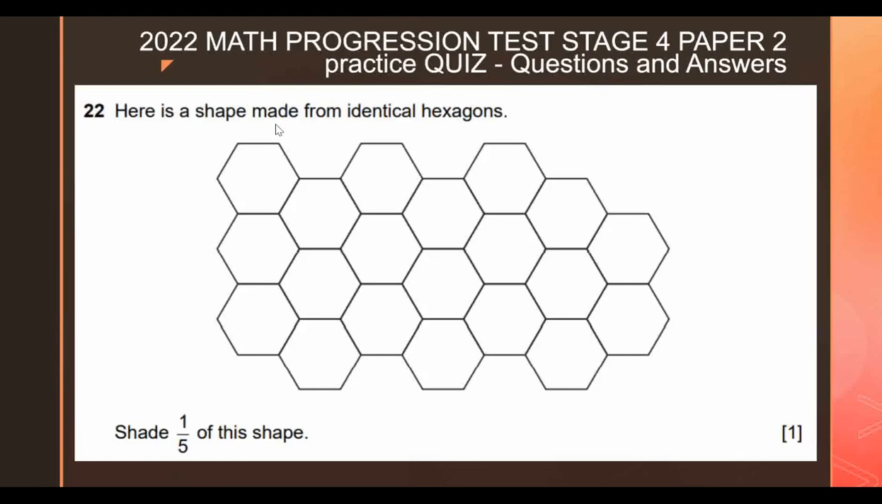Here's a shape made from identical hexagons. Shade 1/5 of this shape.